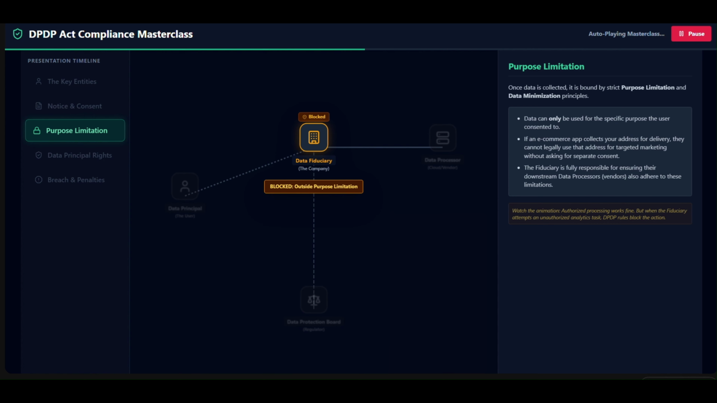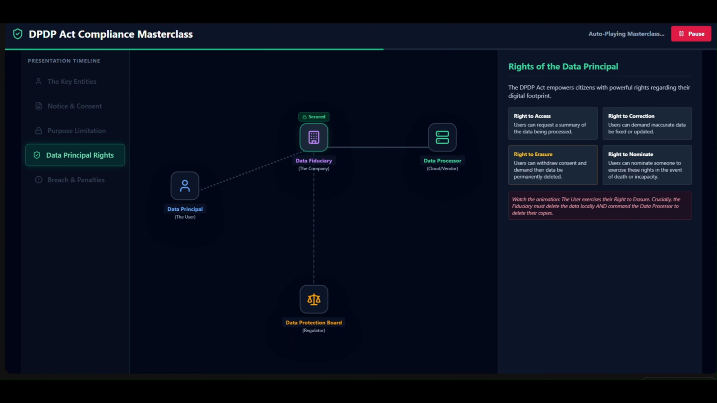The DPDP Act also grants citizens powerful rights, such as the right to erasure. When the principal withdraws consent and requests deletion, the fiduciary must comply. Crucially, they must erase the data locally and immediately mandate their data processor to delete all copies. A final confirmation of erasure is then sent back to the user.